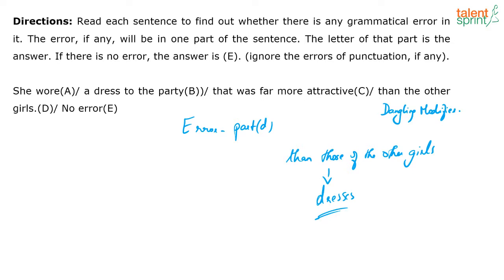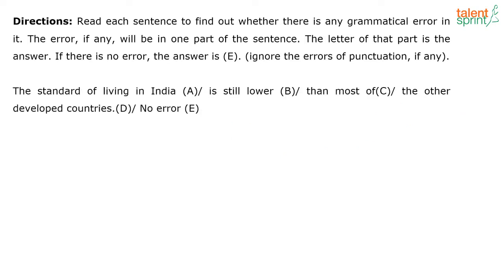A lot of them overlook this. First of all, they're not aware that there can be an error like this. Now that you're aware, you need to just look out for this error. The standard of living in India is still lower than most of the other developed countries. Same concept. Let me see if you're able to identify the error, and if you have identified the error, what will you add to complete meaning?